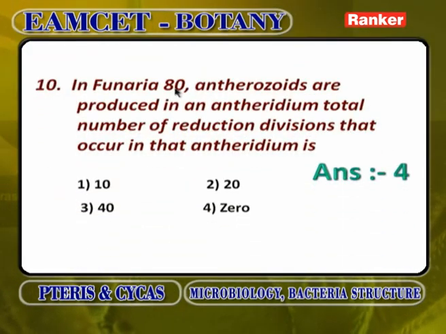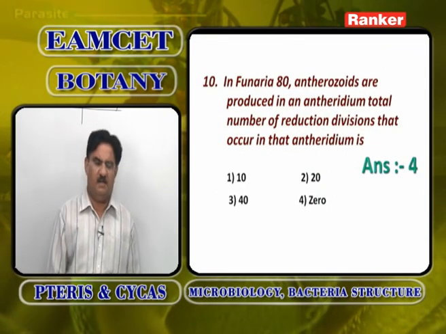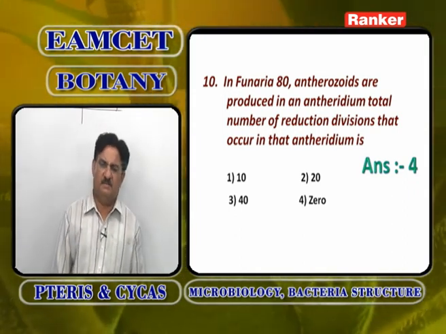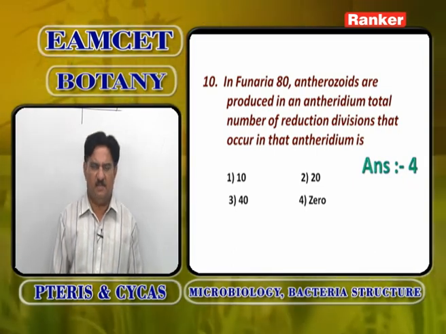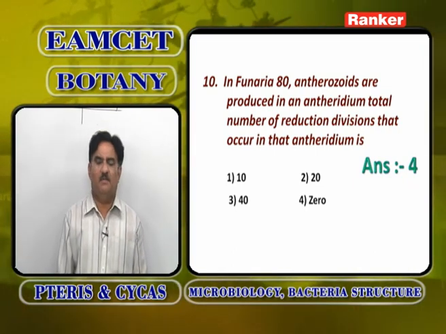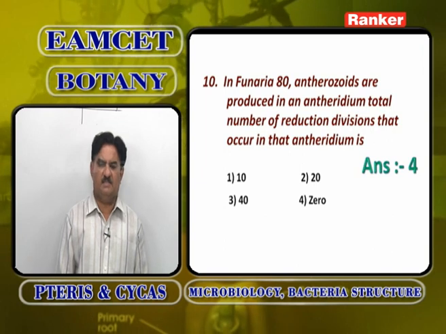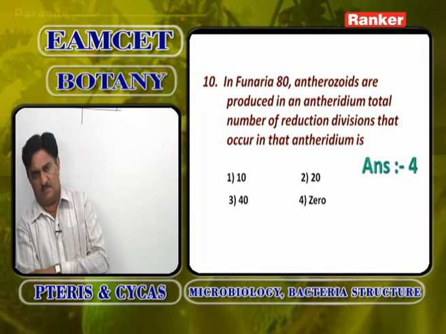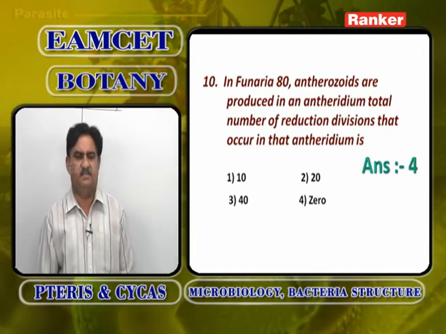In Funaria, 80 antherozoids are produced in an antheridium. The total number of reduction divisions that occur in that antheridium is, it is haploid. There is no question of reduction divisions. Androgonial cells, androcyte mother cells, androcytes. Metamorphosis of androcytes into antherozoids is the concept in the antheridium. Because it is haploid, no question of reduction division. So, the answer for this is 0.